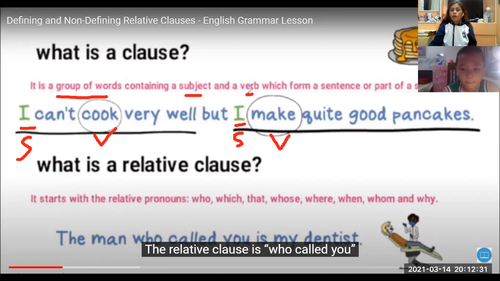Okay, but now since we are talking here about relative clauses, a relative clause starts with relative pronouns. Always remember, Kayo, when we say relative clause, it always starts in the beginning with who, which, that, whose, where, when, whom, and why. All of these relative pronouns are at the beginning of relative clauses. Do you understand, Kayo?